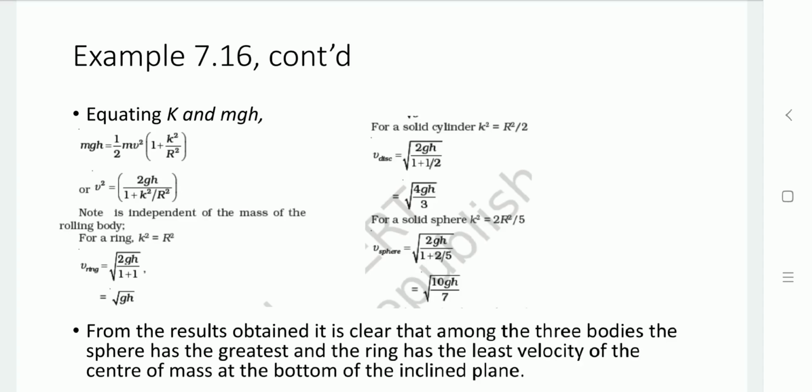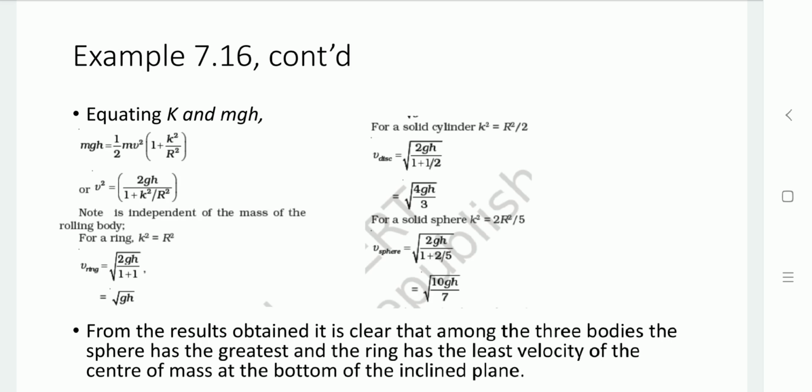Here, for a ring, k square equals r square, so k square by r square equals 1. So v ring equals the square root of 2gh divided by 1 plus 1, that is the square root of gh. Now for the solid cylinder, k square equals r square by 2. Let us substitute in the equation of v square. So we get v disk equal to the square root of 4gh by 3.